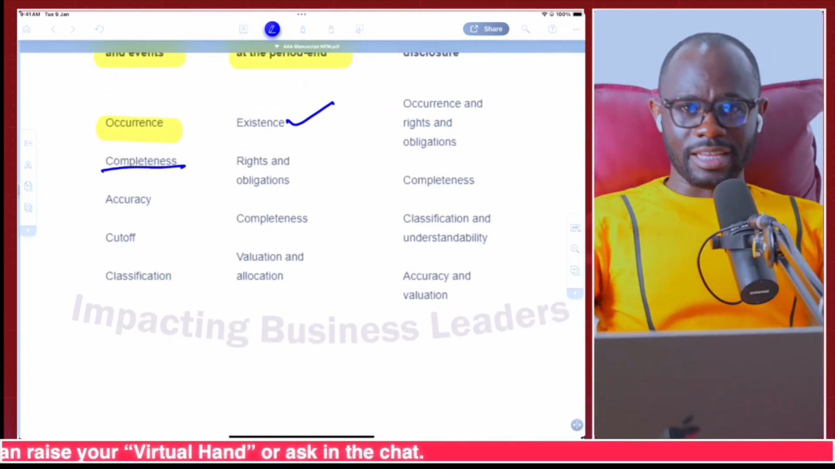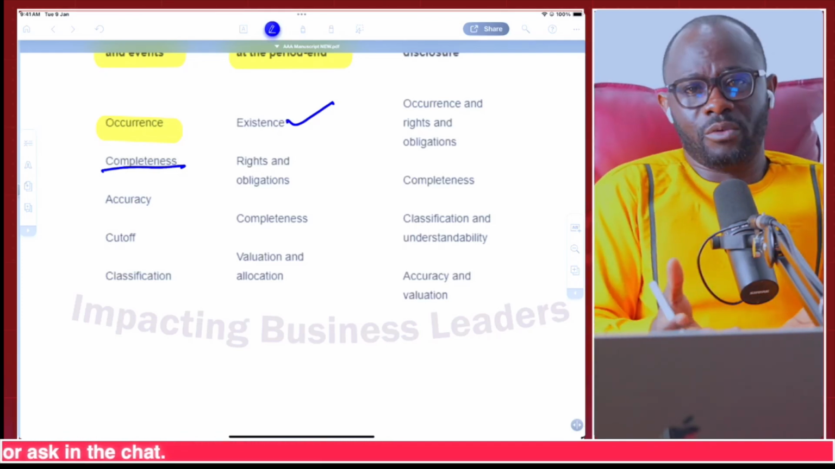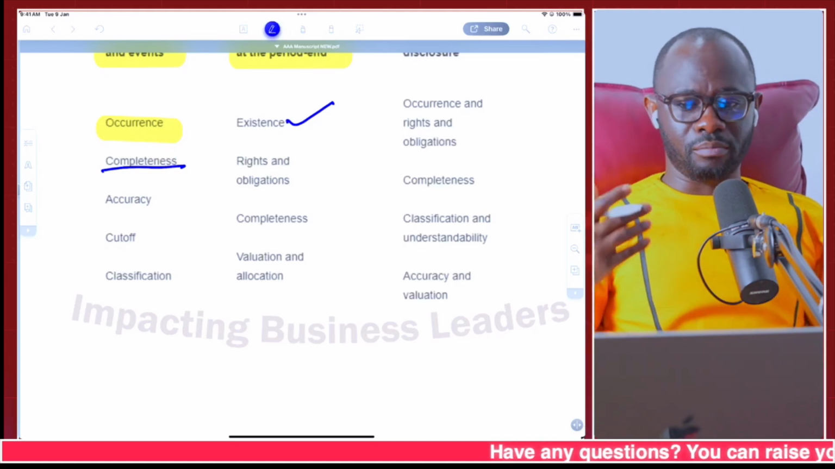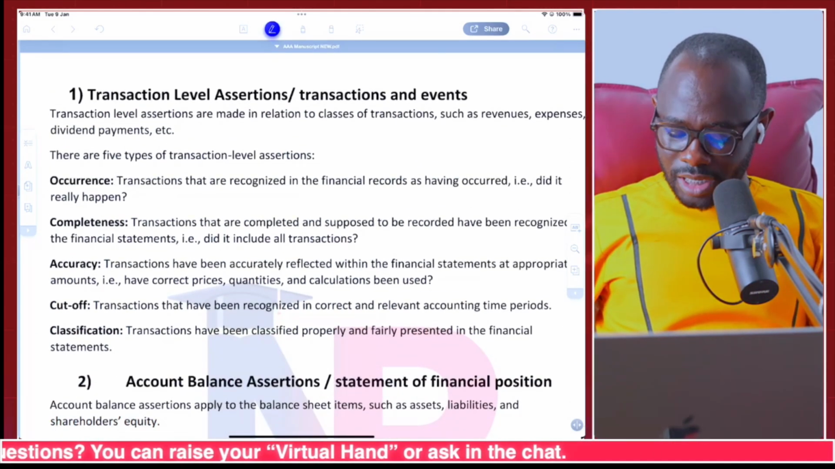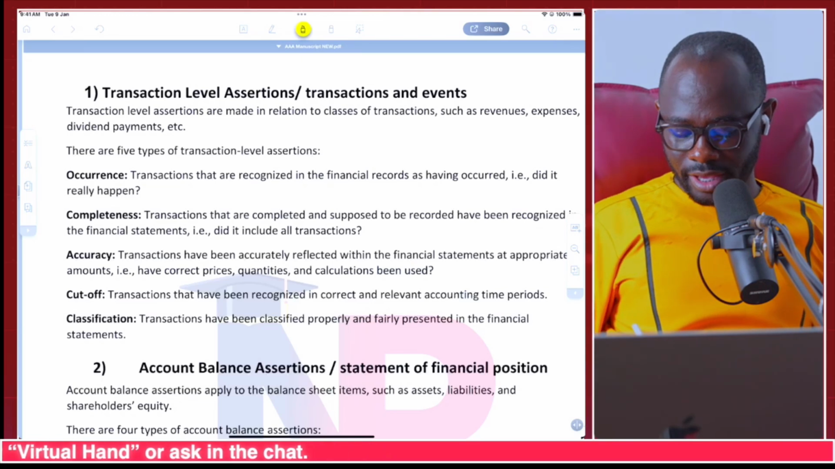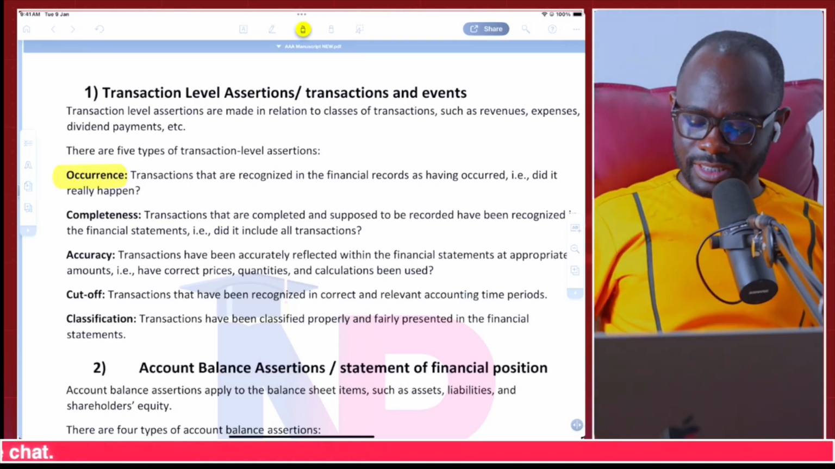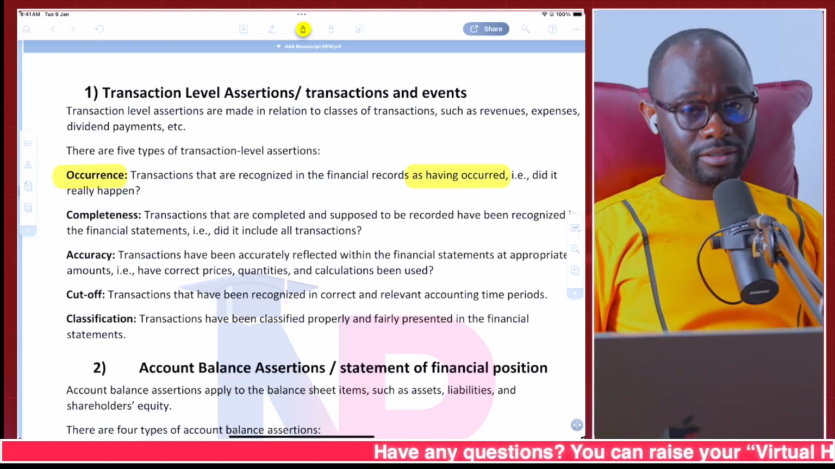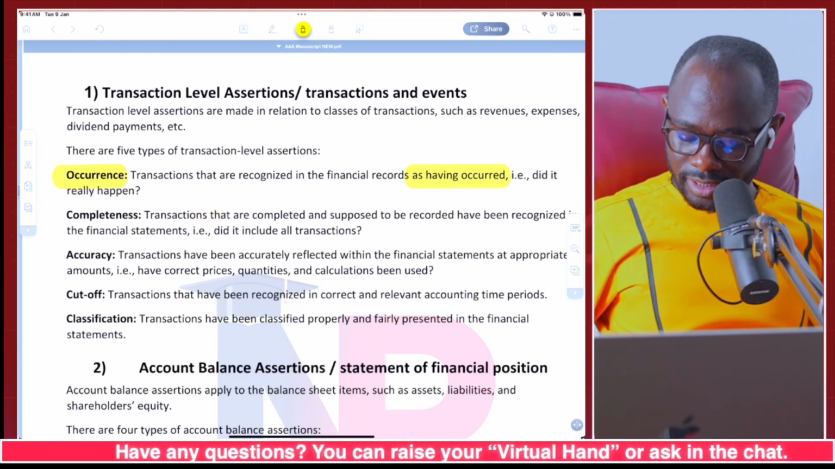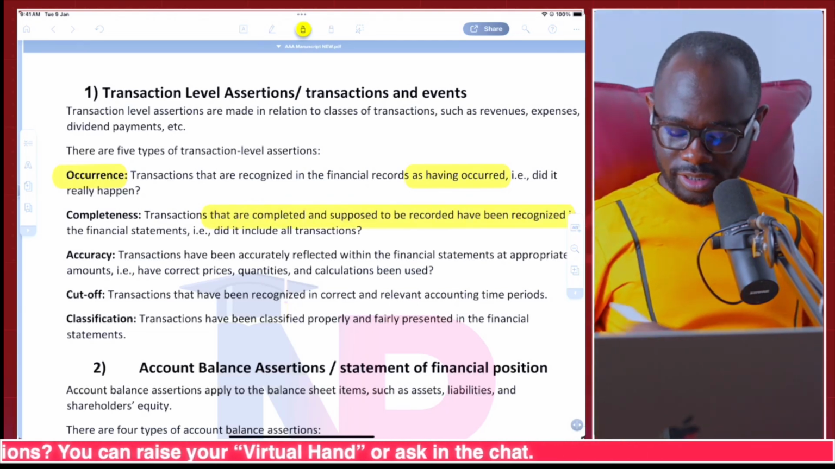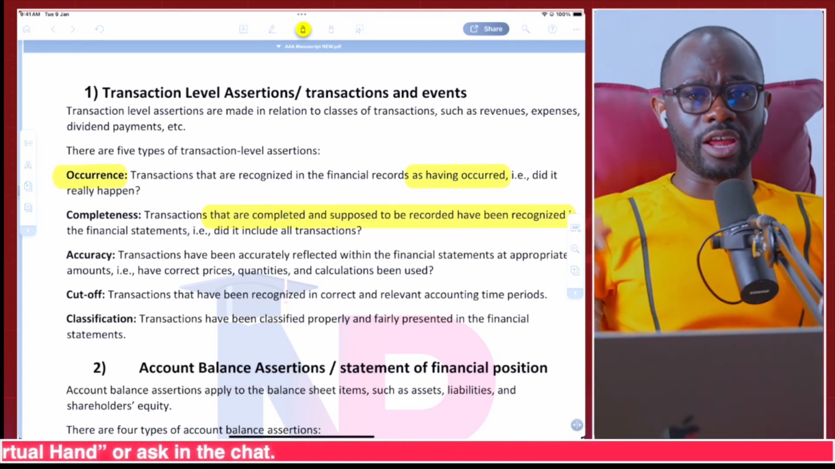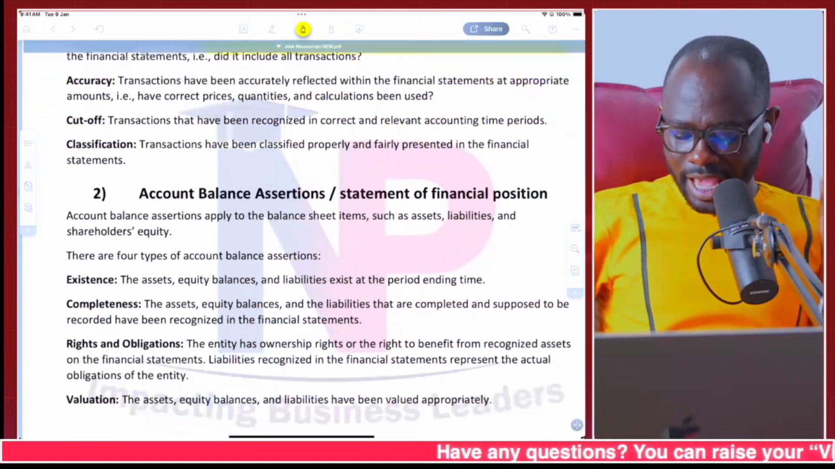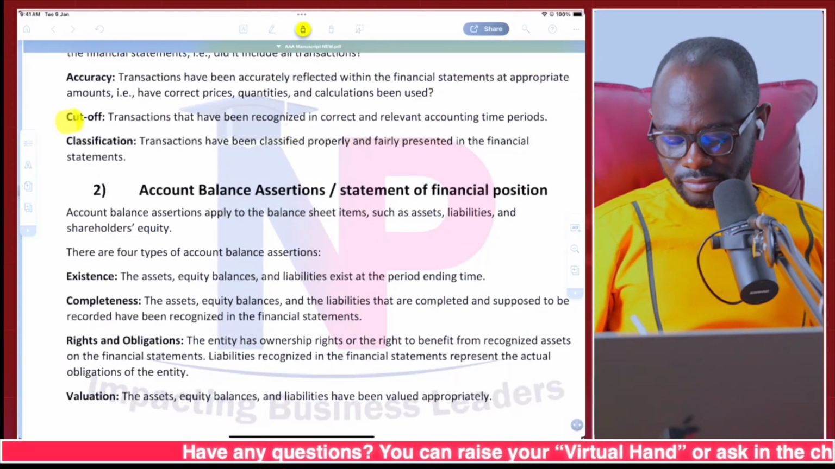Completeness, does the transaction include, or whatever we are auditing, include everything that is supposed to be included for the period under review? So if you come down, you will see the one-liner definition for them here. Occurrence, transactions that are recognized in financial statement as having occurred. Did it really happen? Completeness, transactions are complete and supposed to be included and recognized in the financial statement. Have we included everything? Accuracy, we are looking at the arithmetic accuracy of it. Then cutoff, this is my favorite one.